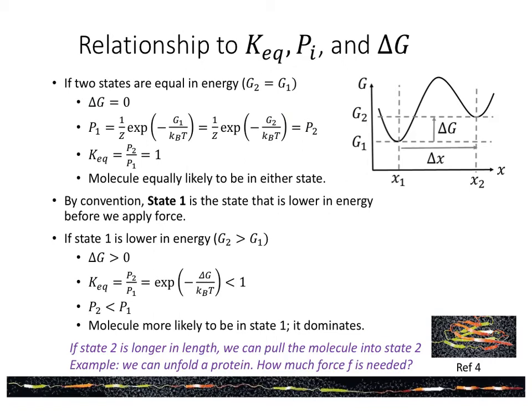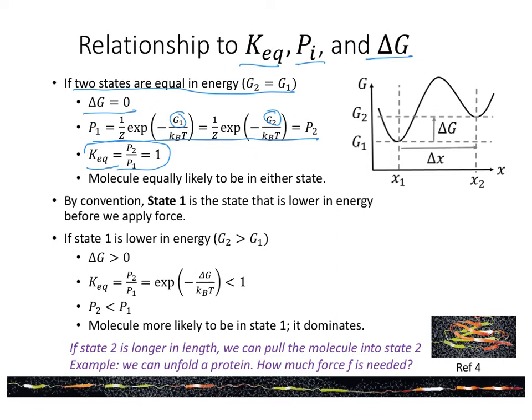So we have now these three concepts. We have K equilibrium, the probability of being in the two states, and delta G. And let's just revisit this so we have a better understanding of these. If the two states are equal in energy, G1 equals G2, then delta G is 0. That was the difference between the two states. So now P1 and P2 are identical because G1 and G2 are identical. And if they're identical, the K equilibrium, the ratio of these two, must be 1. That is, either way we look at this, the molecule is equally likely to be in either state.